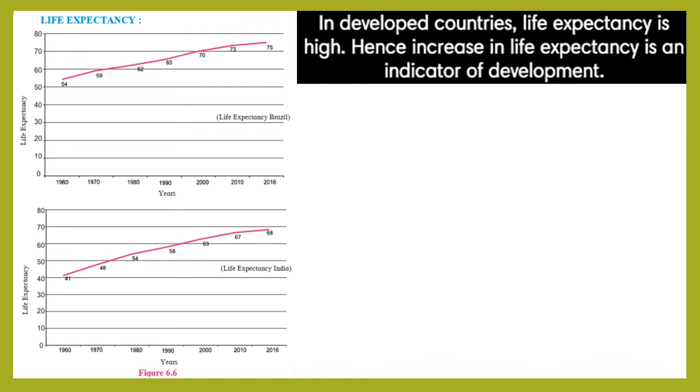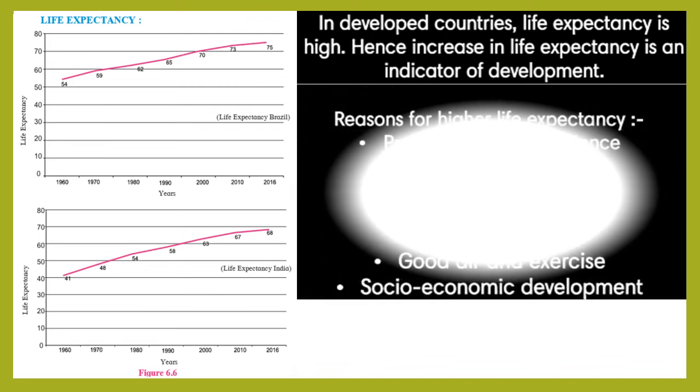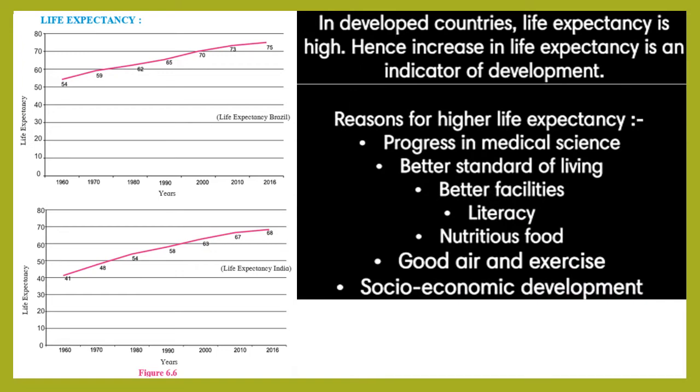In Brazil, in European countries, in America, the life expectancy of the people is higher than that of developing countries because of the following reasons. So what are the reasons? As we all know, there is progress in medical science. That doesn't mean that India does not have proper medical facilities or proper medical science. We have it, but developed countries have more advanced technology in medical science.